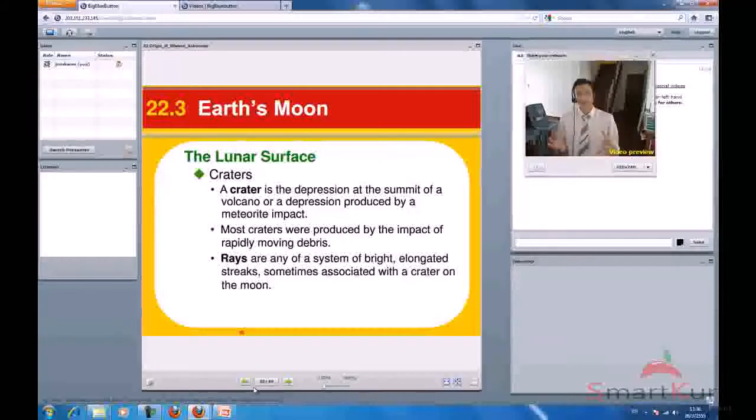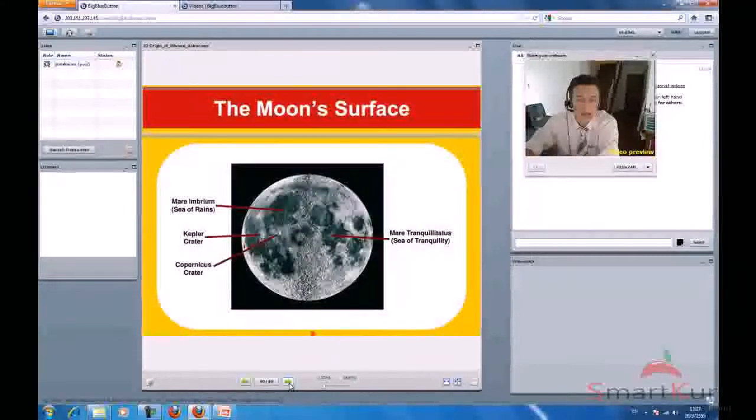Most craters were produced by the impact of rapidly moving debris, like meteorites. Here on Earth, we have an atmosphere. So when a meteoroid enters our atmosphere and becomes a meteor, most meteors burn up in our atmosphere. They do not hit Earth. And if they do, they're burned up to the point that they're very small by the time they hit.